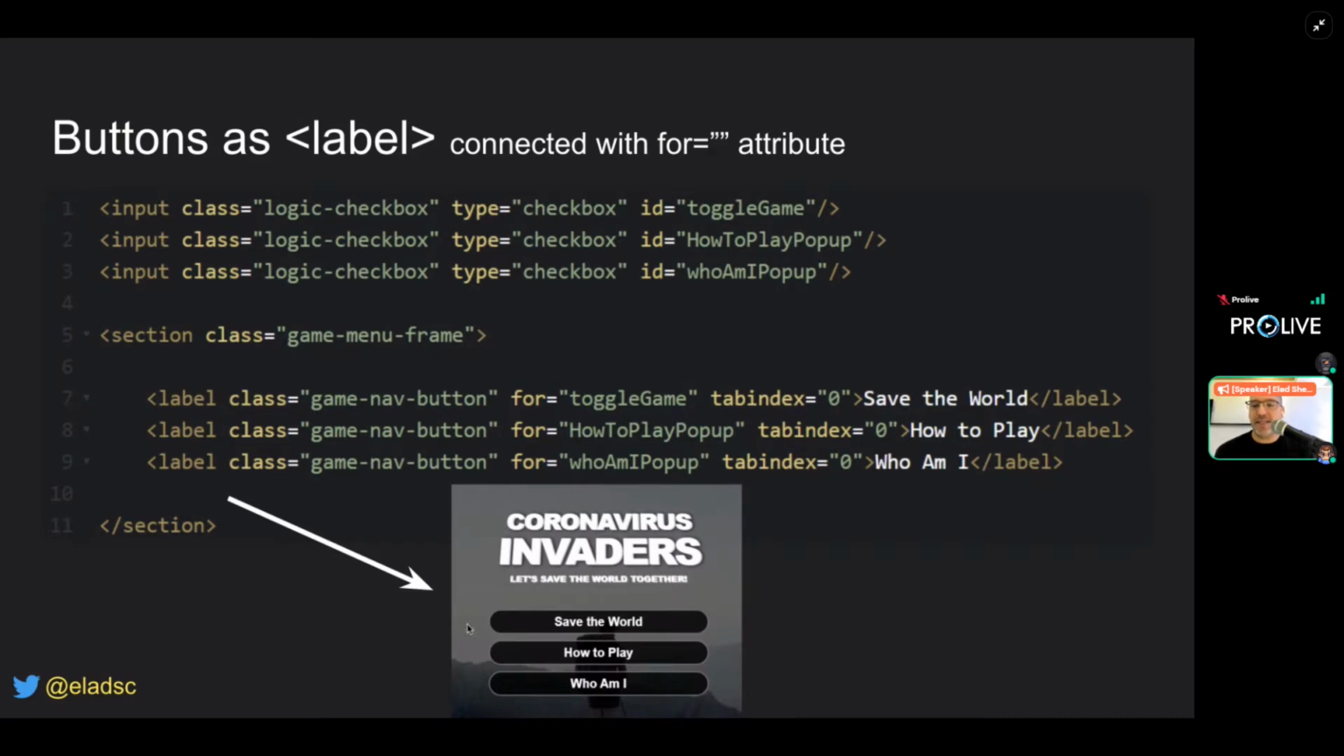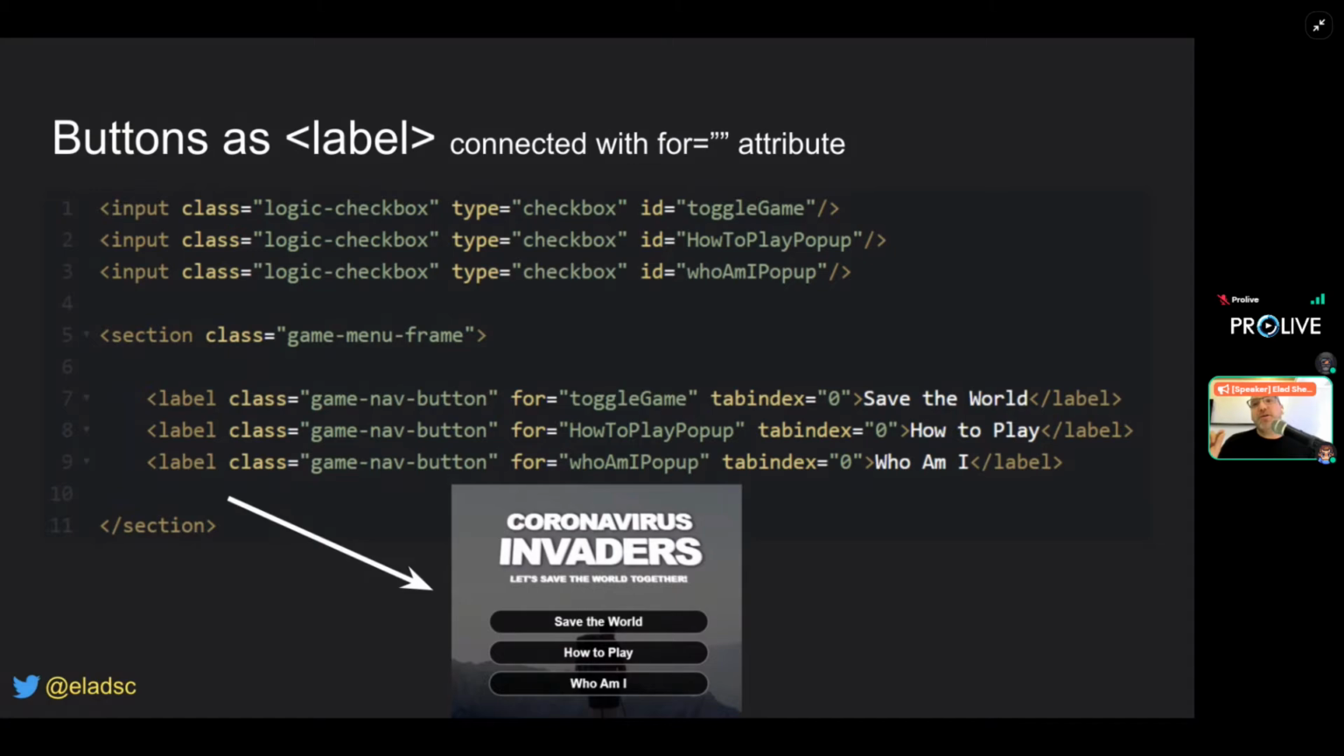And if I click this label button, it will trigger this checkbox and change its status from unchecked to checked. If you click it again, it will change again from checked to unchecked, and so on, as many times as you click on it. The two other label buttons are the same. If I click, for example, on the who am I button, this will trigger the checkbox that has the ID name of who am I pop-up. It will change its status from unchecked to checked. You click it again, from checked to unchecked, as many times as you click on it.